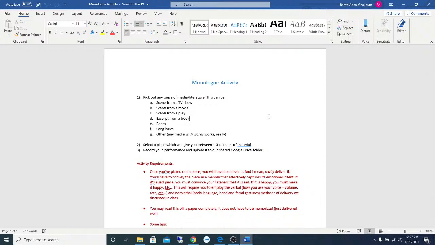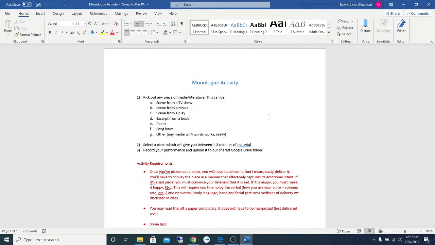This activity really should be called a presentation or delivery activity rather than a monologue activity, because you're not required to only do a monologue. You can do a dialogue, or a poem, whatever you want, but it's intended to get you in the mood, in the space of the thing that you're presenting.